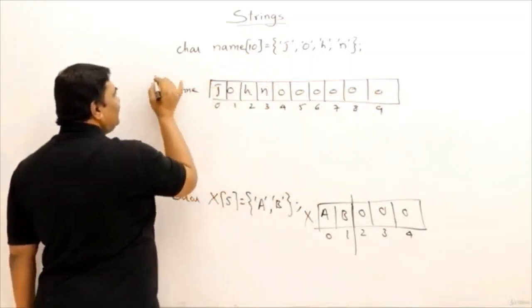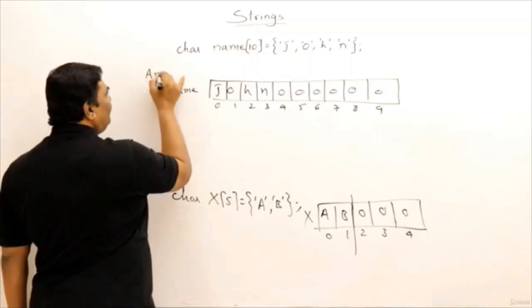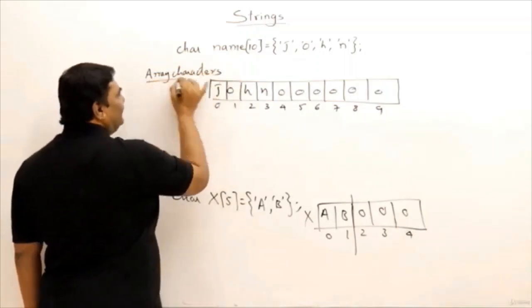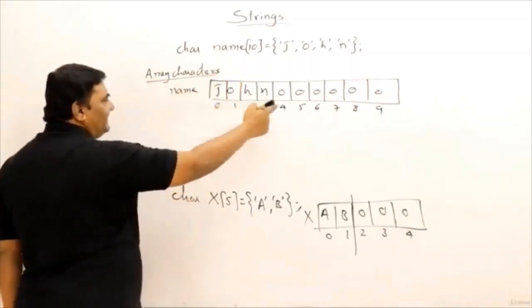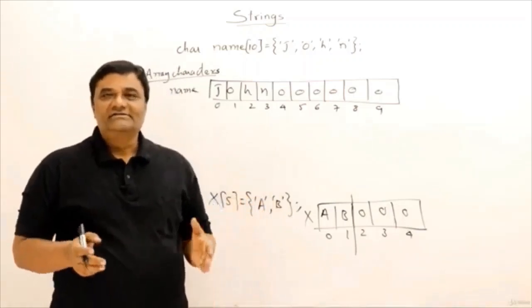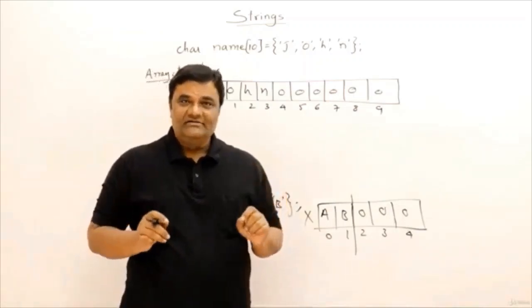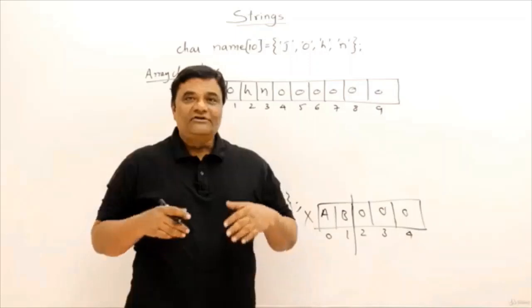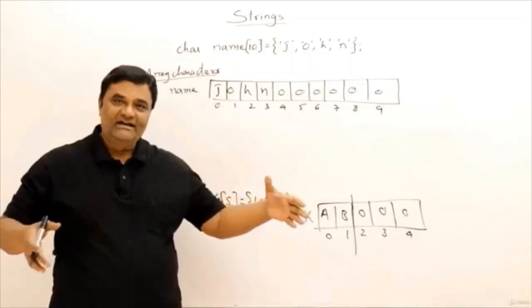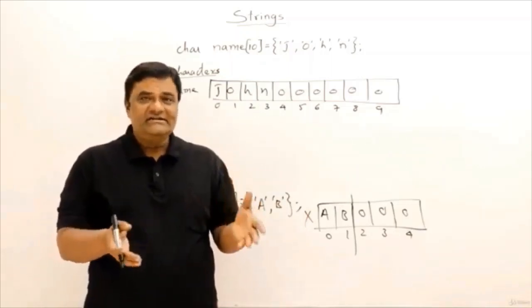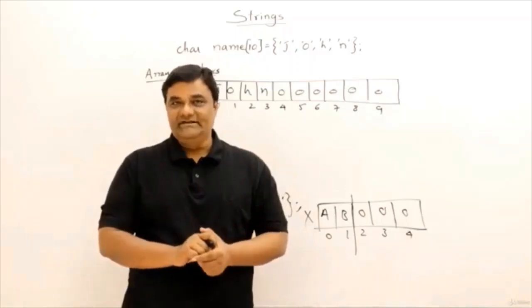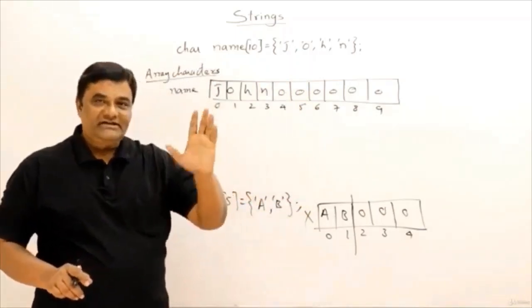Yes, this is a character array or array of characters, right? So this is an array of characters having the name John. So an array of characters is nothing but a string, right? For storing names, for storing words or sentences or paras, we need a string. It is nothing but a set of characters basically. So a name is a string.